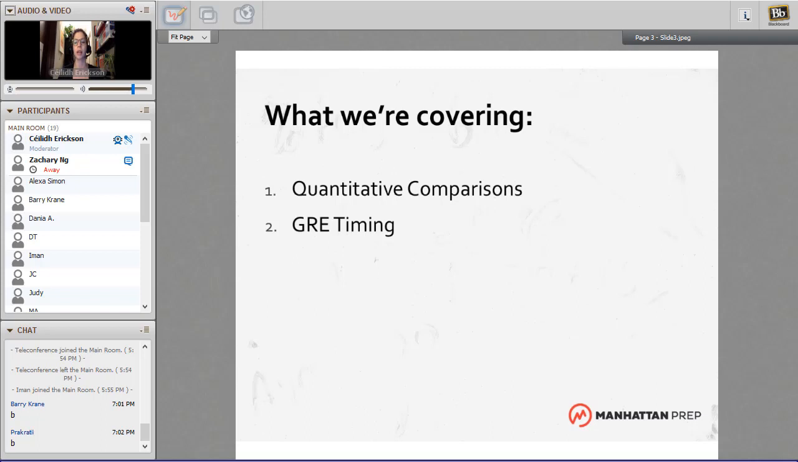So here's what we're getting into tonight. One problem that I think people struggle with, but is actually an opportunity to boost your score pretty quickly, is if you get really good at quantitative comparisons. And we're going to talk about some GRE timing. In fact, I want us to talk about timing first so that you know why it's actually important to nail quantitative comparisons.